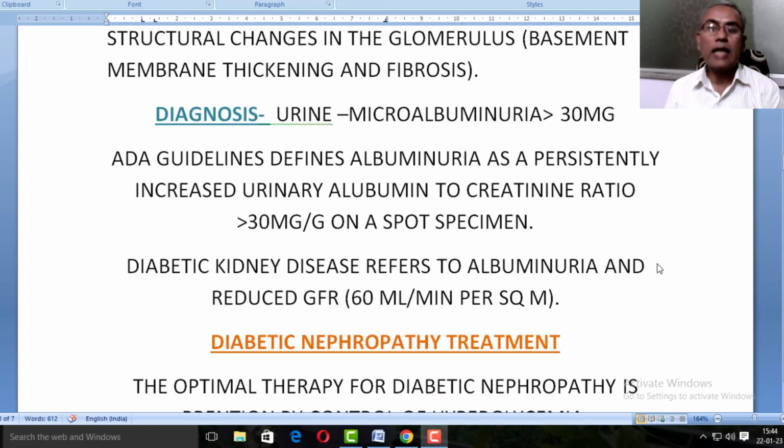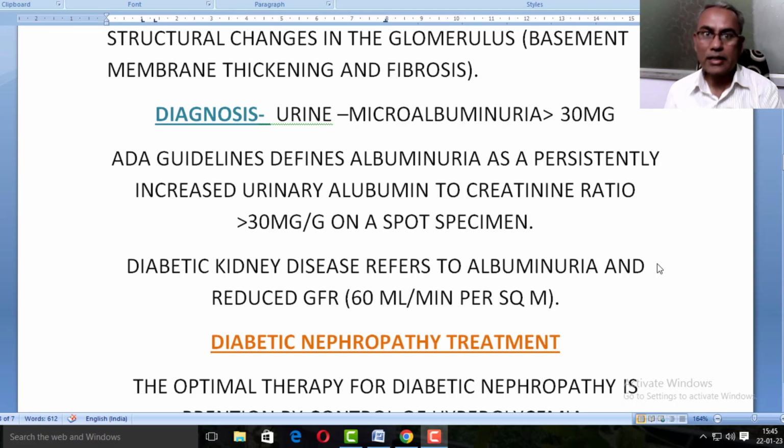In diagnosis, how to diagnose nephropathy earliest? Friends, it is very simple to diagnose diabetic nephropathy earliest. You can prevent it. Just get the urine microalbuminuria. If it is more than 30 milligram, then label that patient as diabetic nephropathy.